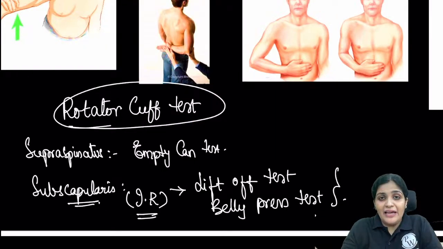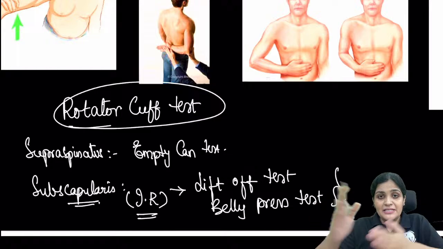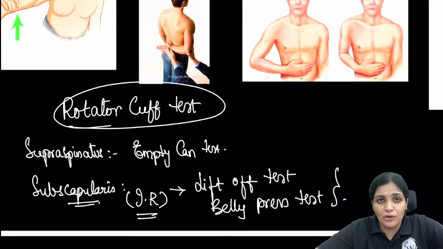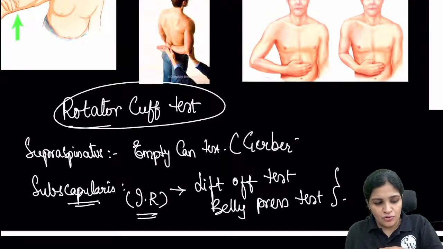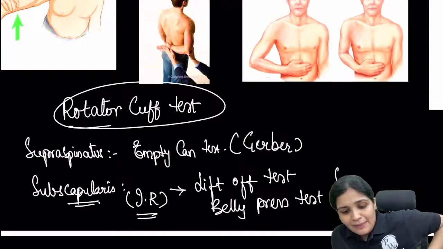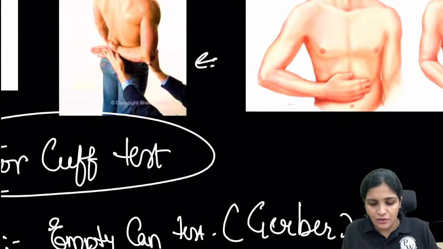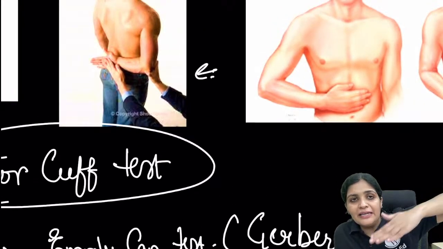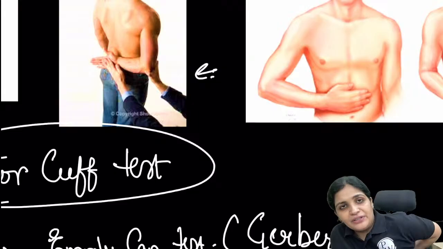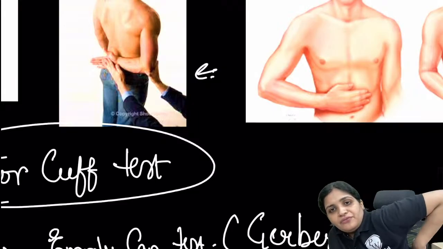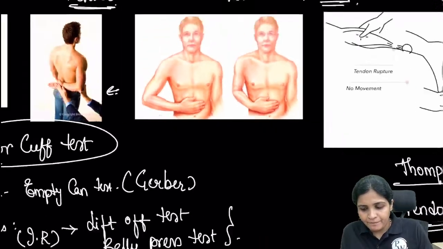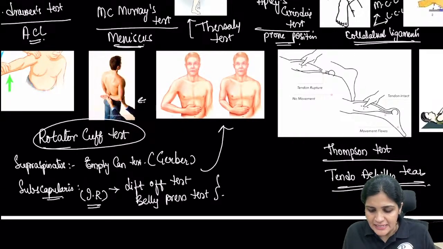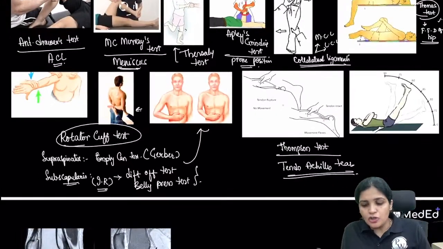Teres minor is for external rotation, I told you. This is subscapularis for internal rotation. So you are going to press the belly, so this is the belly press test, and lift off, which is also called Gerber's lift off test. Now we put the hand at the back as shown in this figure. So this is your lift off, and you ask the patient to lift the hand up off the back like this. Okay, lift off test. Is that clear? Yes, ma'am. This is belly press test and this is your lift off test.